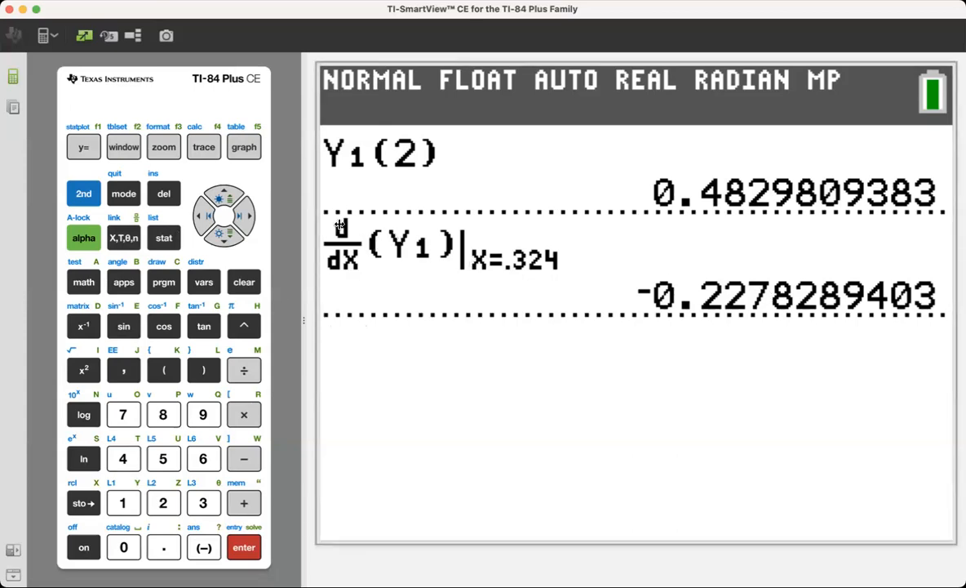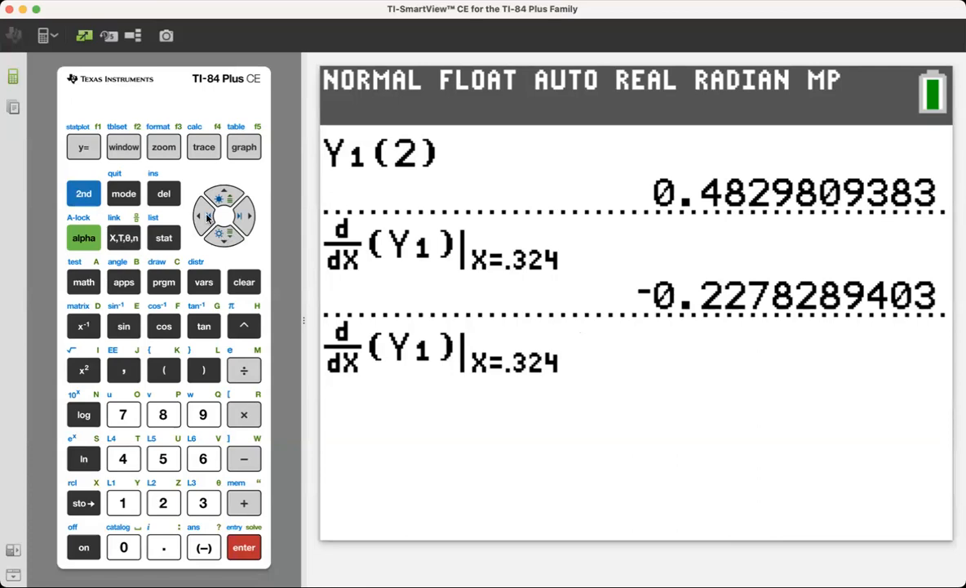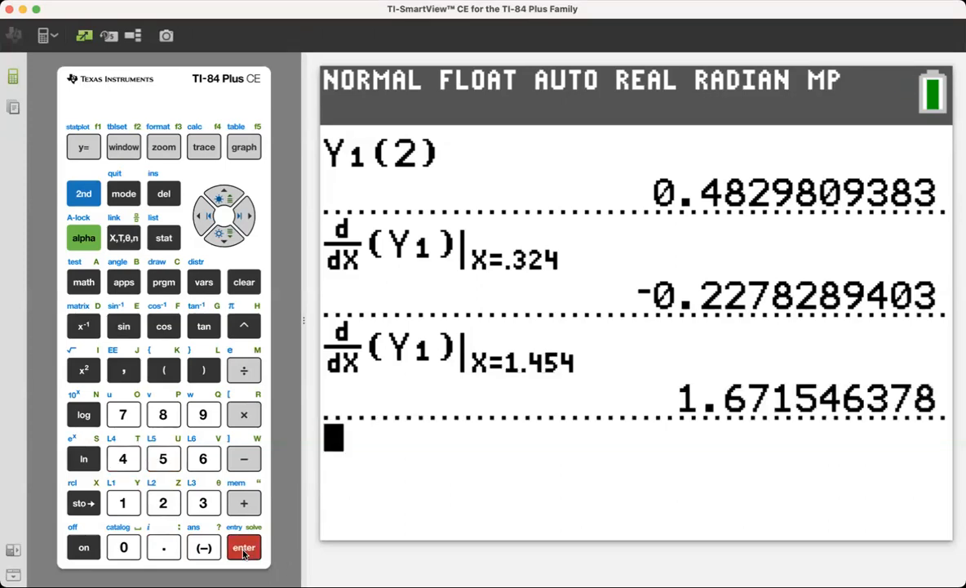If you want to do it again, an easy way to copy this function is by hitting second enter. Second enter will copy what you had. Now I'm just going to bump it back to my second time at which the velocity was 0, which was approximately 1.454. And the acceleration this time is 1.6715. And you do this again for the next time velocity was 0, which was 2.138. And then again, you'd evaluate this same calculation, but when x is equal to 2.678, and there you will have your 4 acceleration values when the velocity was 0. Okay, that is how you do part D.